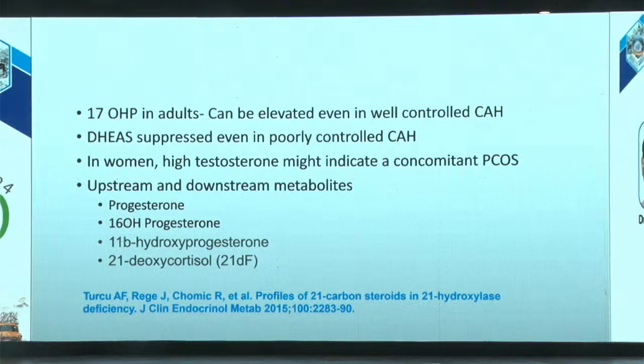A lot of times, even when we look at the total testosterone levels, there can be a concomitant PCOS in these women, especially because of obesity, because of prolonged use of glucocorticoids. And that is the reason people have started progressing more to upstream and downstream metabolites like progesterone, 16-hydroxyprogesterone, 11-beta-hydroxyprogesterone, and one of the most important of which is the 21-deoxycortisol, which I'll tell you later on in the study. But again, the problem with this is most of the commercial labs do not do these tests.